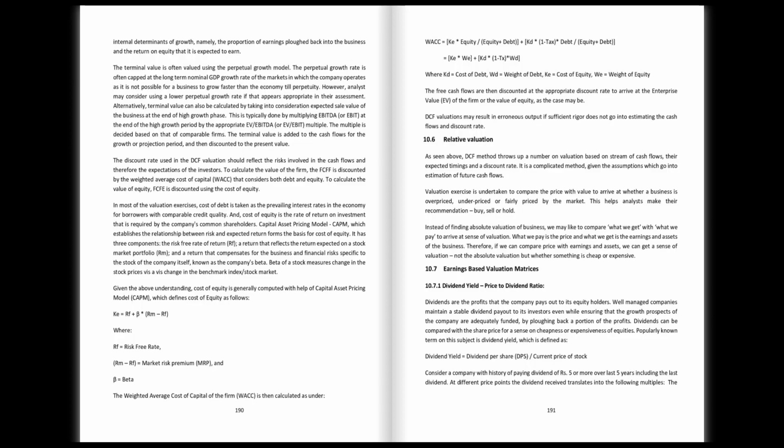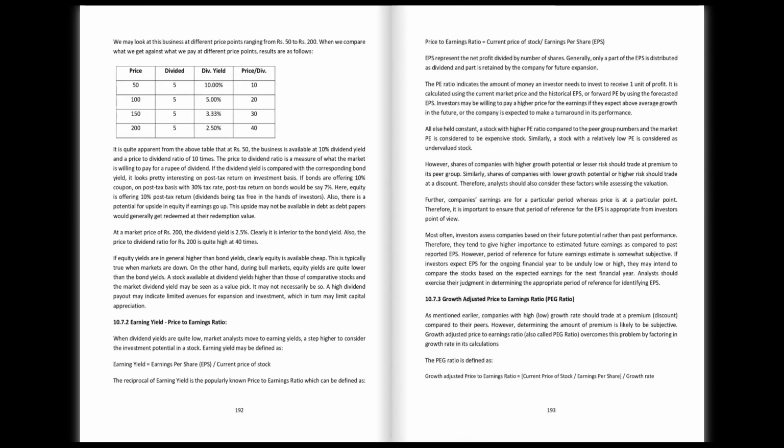Consider a company with a history of paying a dividend of 5 rupees or more over the last 5 years, including the last dividend. At different price points, the dividend received translates into the following multiples. We may look at this business at different price points, ranging from 50 rupees to 200 rupees. When we compare what we get against what we pay at different price points, the results are as follows.